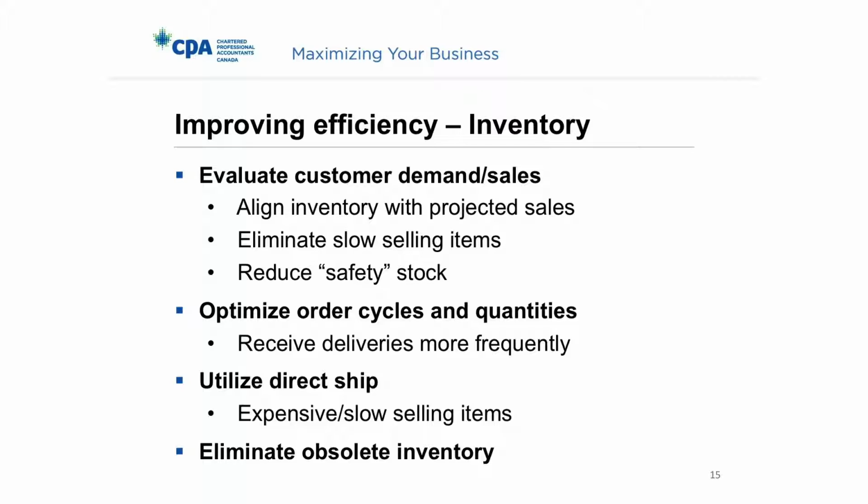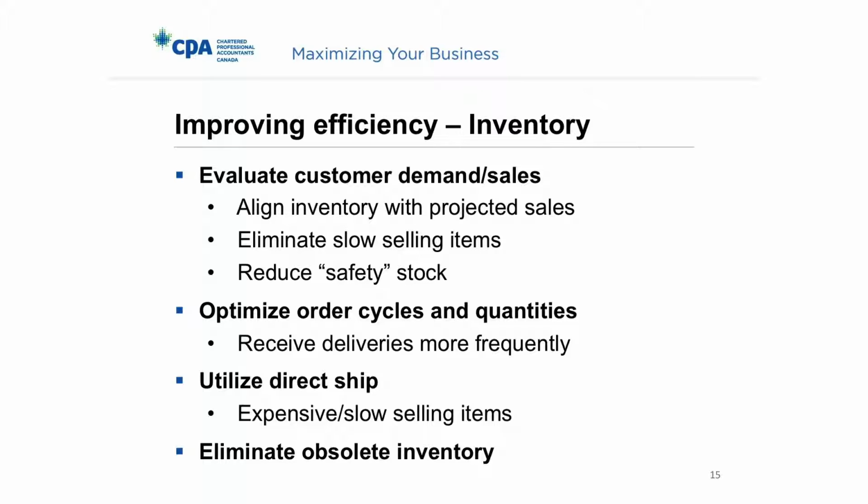This slide presents strategies for reducing days in inventory, our first operational efficiency measure. Firstly, customer demand and projected sales for each product can be evaluated in an effort to align inventory with projected sales. Slow-selling items can be eliminated, and the amount of safety stock can be reduced. So this will remove the amount of money and time you have tied up in your inventory.